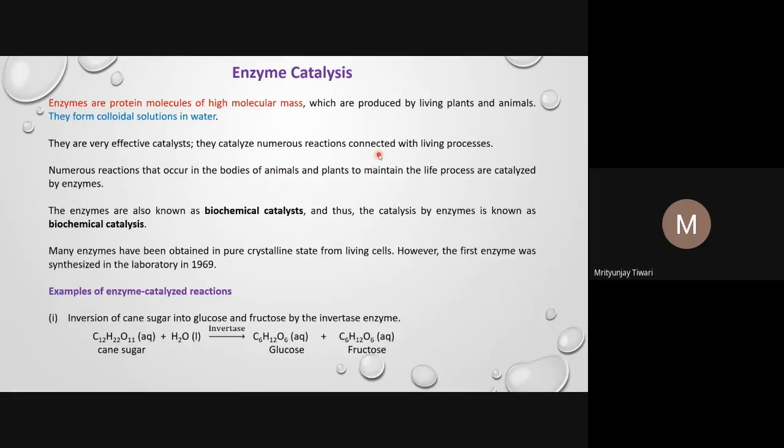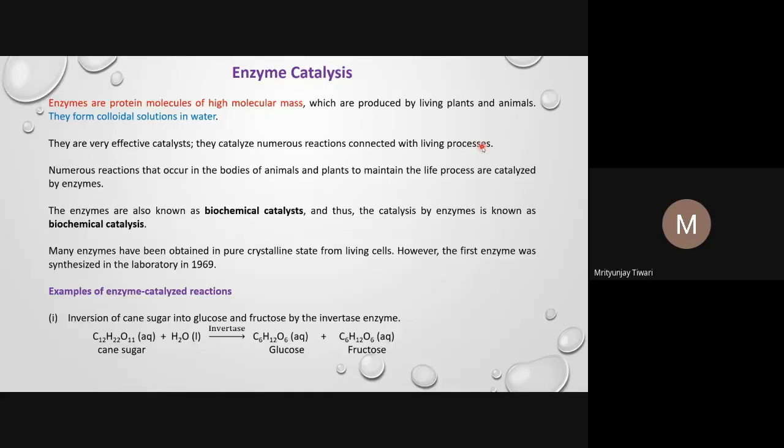They catalyze numerous reactions connected with living processes, and most of the reactions that happen in our body, because of which we are surviving, are catalyzed by enzymes. There are more than 3,000 different types of enzymes in the human body, and because of the presence of those enzymes, we are surviving. If some enzymes stop working, our survival will become very difficult.